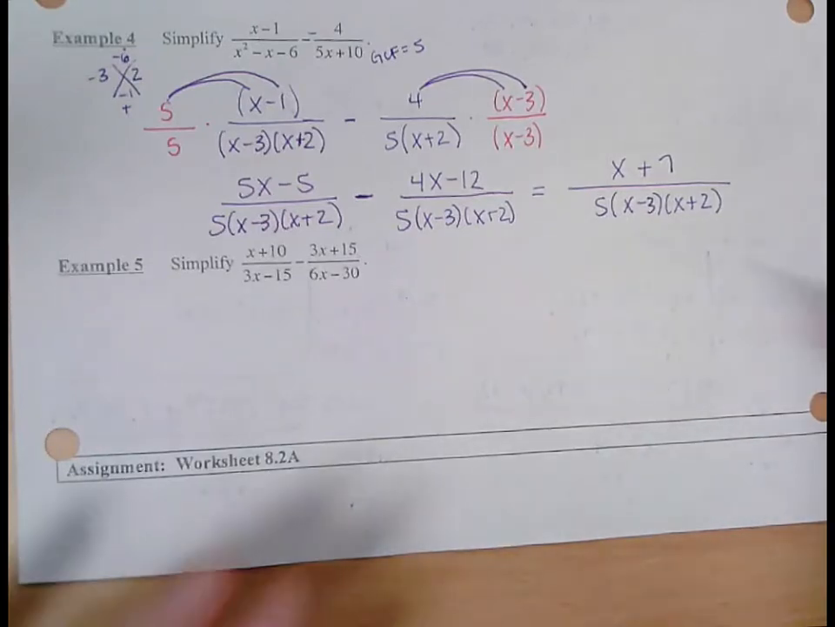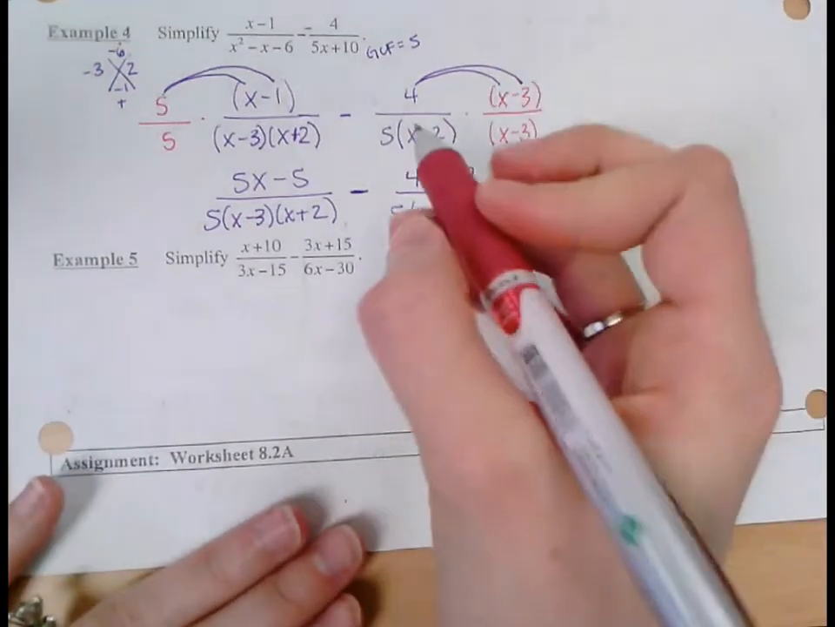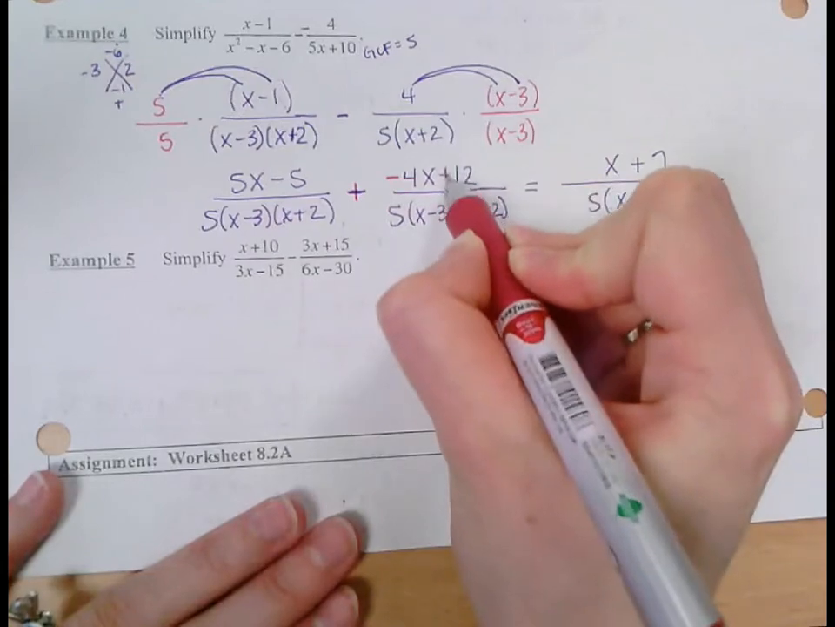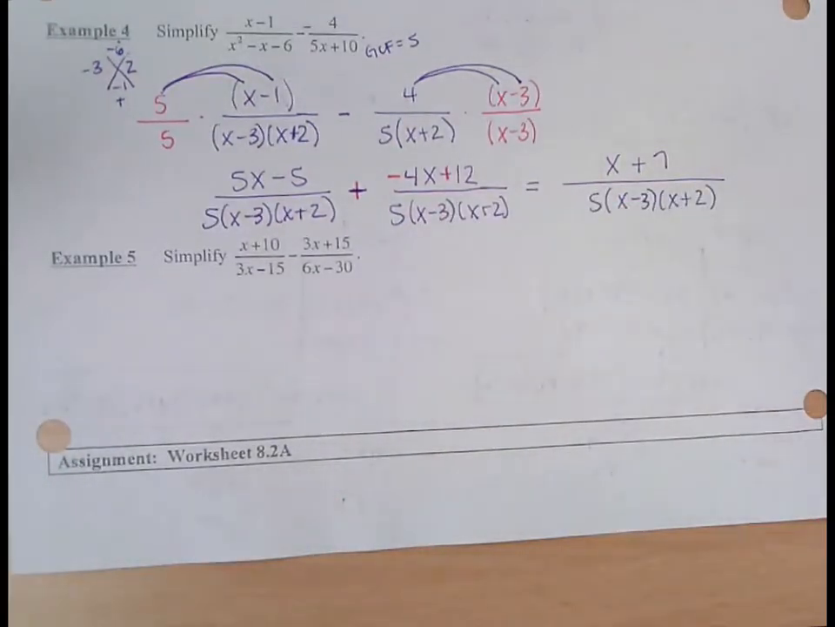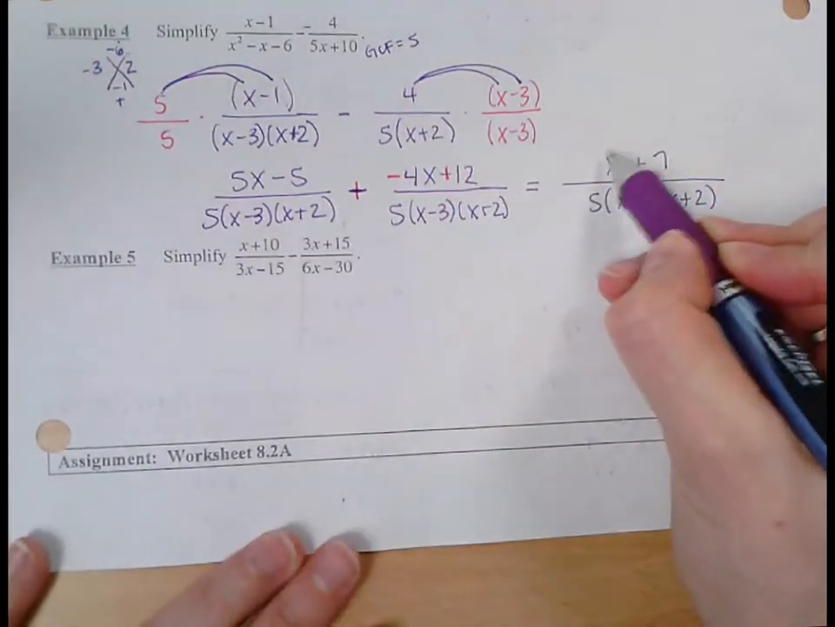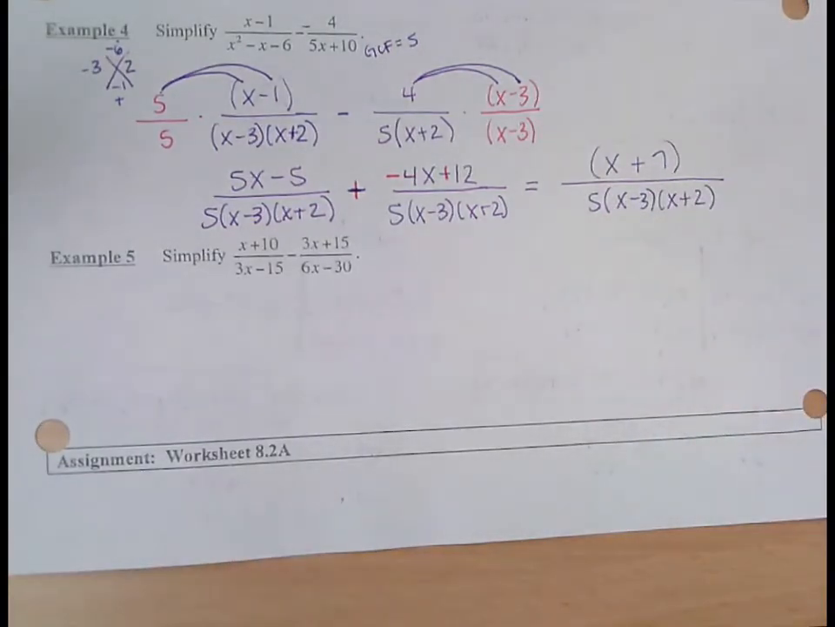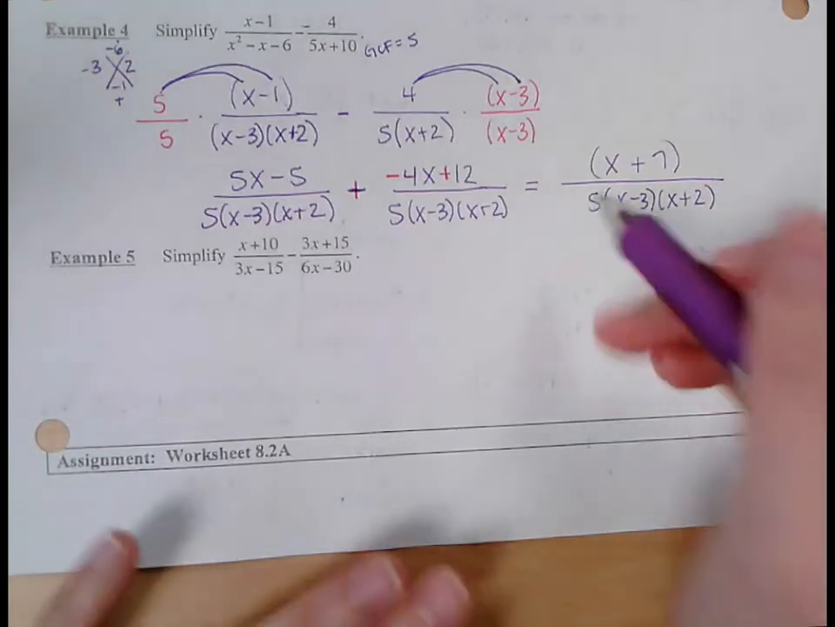If you wanted to, you could rewrite this minus, distribute the negative, so have it be adding a negative 4x plus 12 if you wanted to distribute that negative through. And then if it helps you as well, you could put the x plus 7 that's on top in parentheses just to know nothing is going to cancel out. This would be the final result.